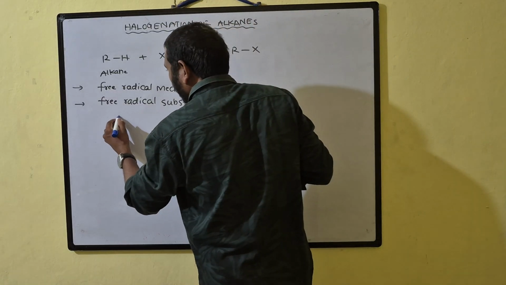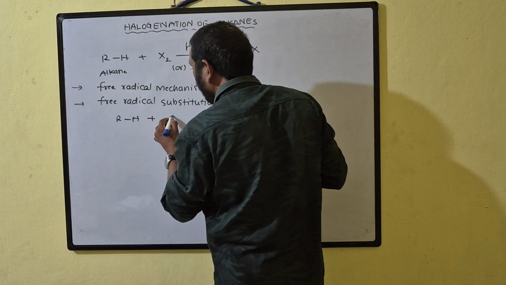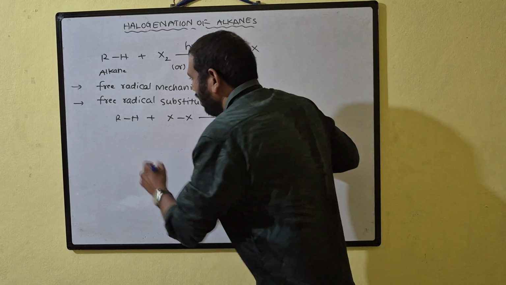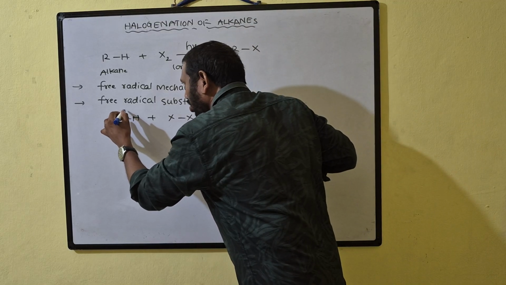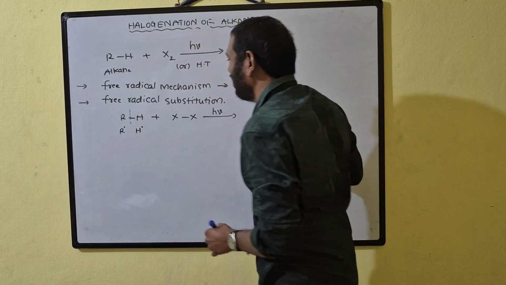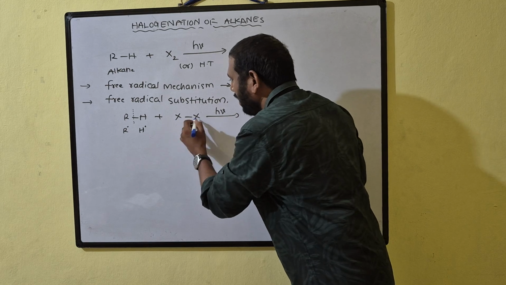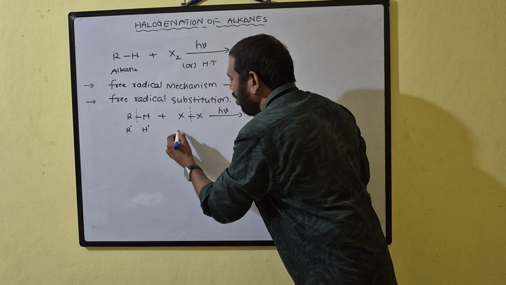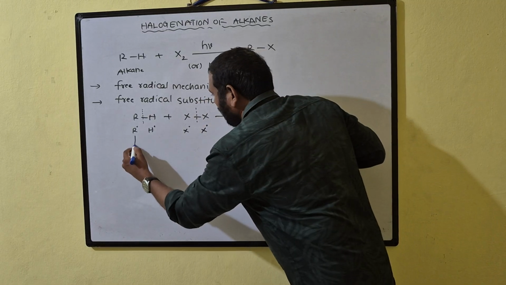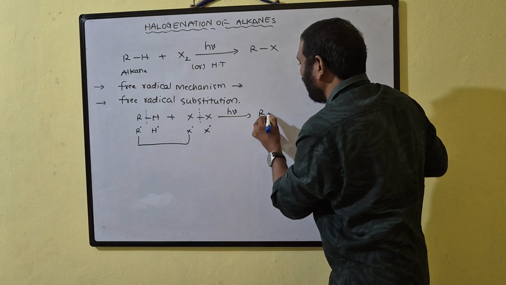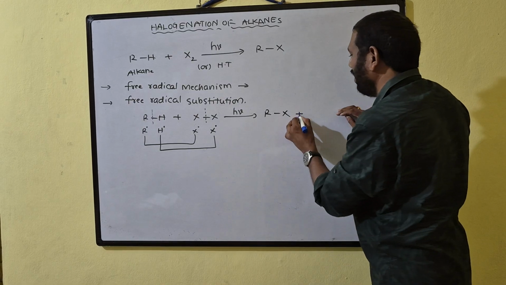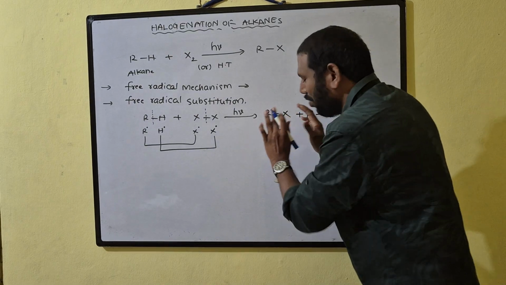For example, I have taken alkane and halogen, and I am writing like this: in presence of sunlight. The C-H bond undergoes homolytic cleavage and forms R radical and H radical. In presence of sunlight, the X-X bond undergoes homolytic cleavage and forms two X radicals. R radical combines with X radical, forming RX, haloalkane. Hydrogen radical combines with X radical, forming HX. In this way, it can form haloalkane.